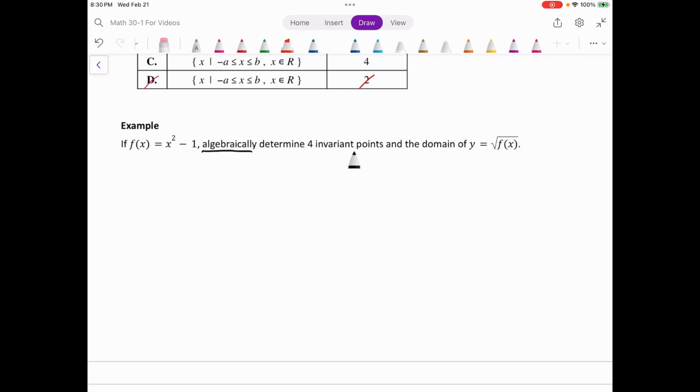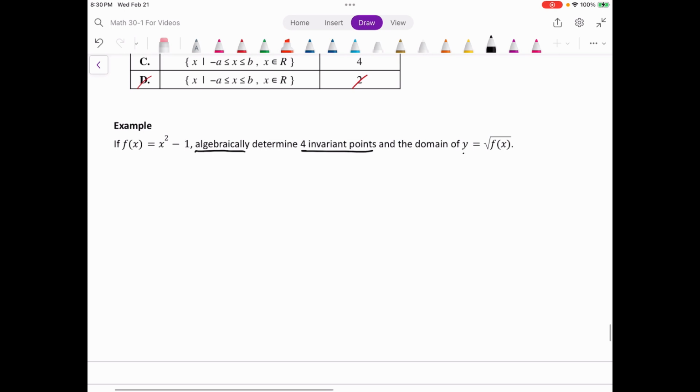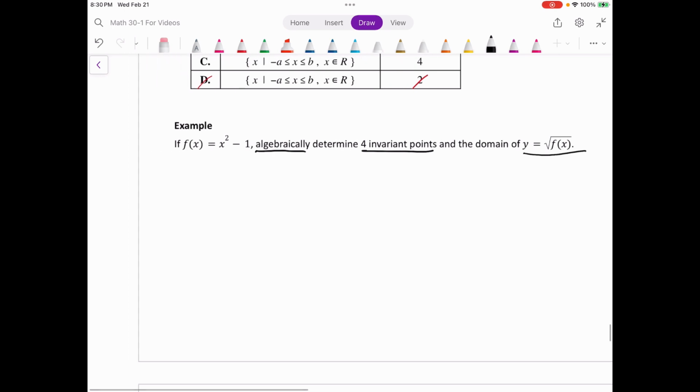So determine 4 invariant points. We're looking for 4 invariant points and the domain of y equals root f of x. Let's start with the invariant points. If we're taking the square root of this function, which we are, we're going to get invariant points wherever the original function f of x equals 0 or 1.